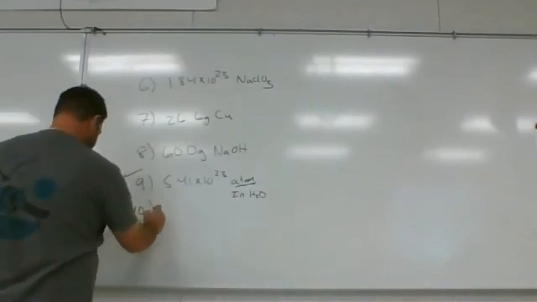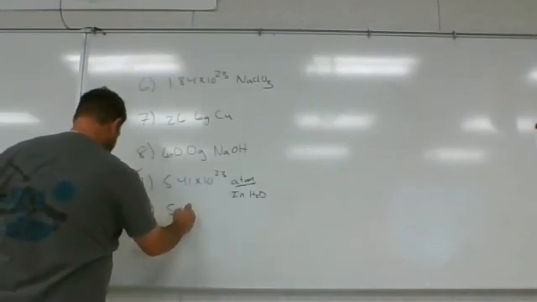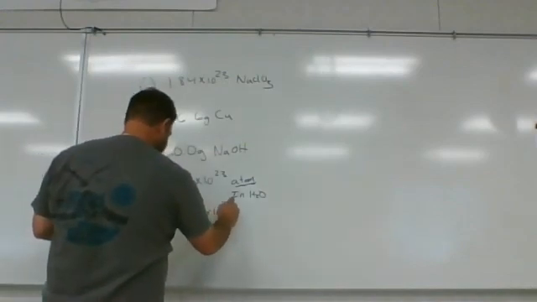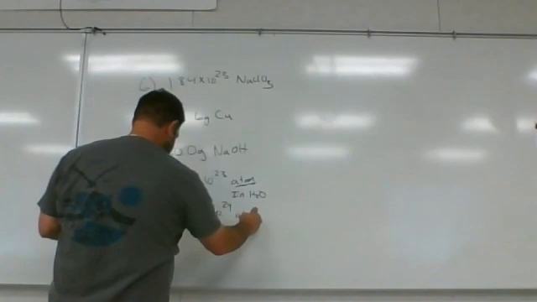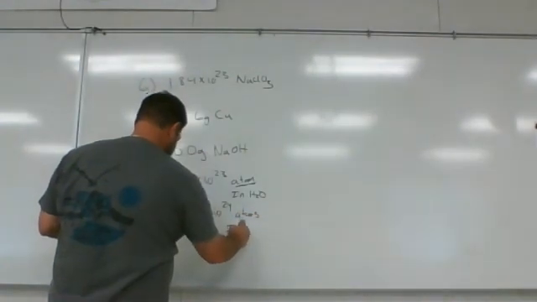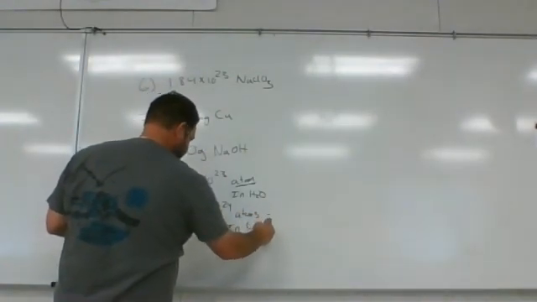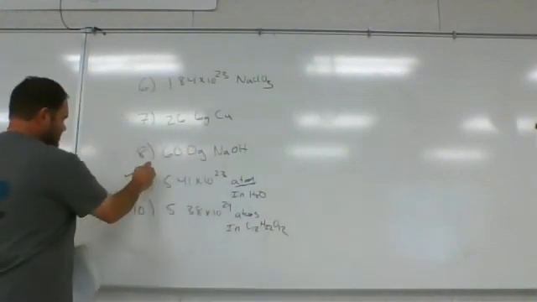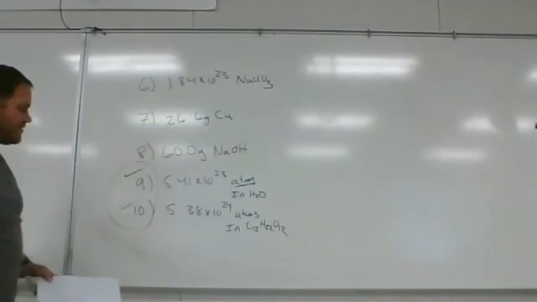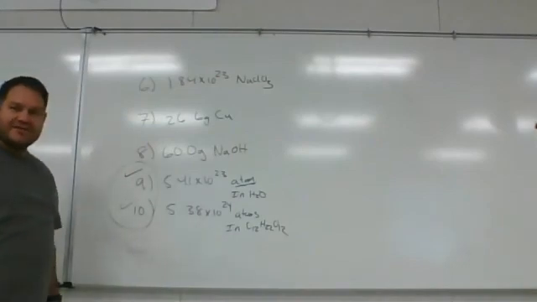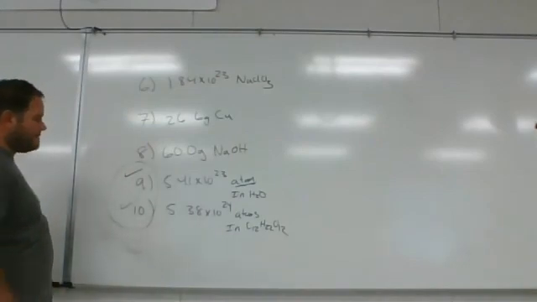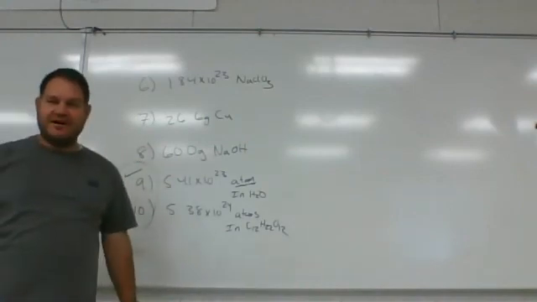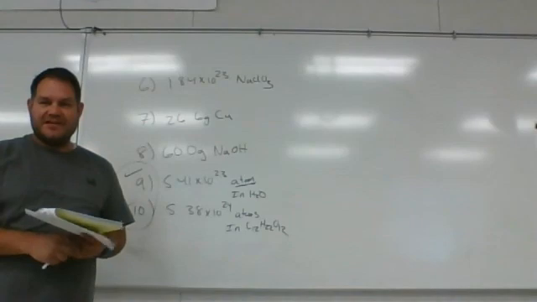Number 10, the answer should be 5.38 times 10 to the 24 atoms in C12H22O12. This one too. These two right here, number 9 and 10, are very similar in solving those problems. So see what you can do with 9 and 10. You may have to come and ask some questions about that, but that's fine.